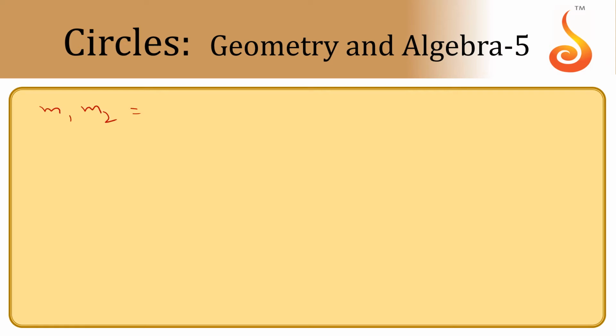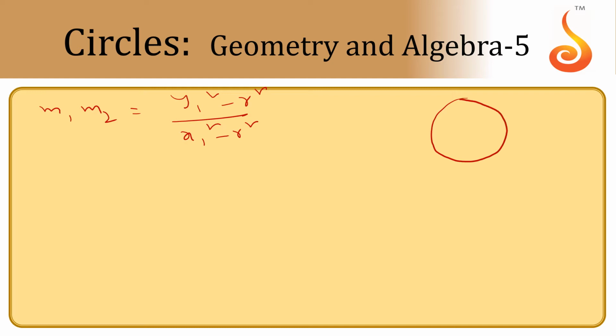the product of the slopes if the point lies outside the circle. There are two possible tangents. Let m1 and m2 be the slopes of those two tangents. Then m1 m2 I got as y1 square minus r square by x1 square minus r square.